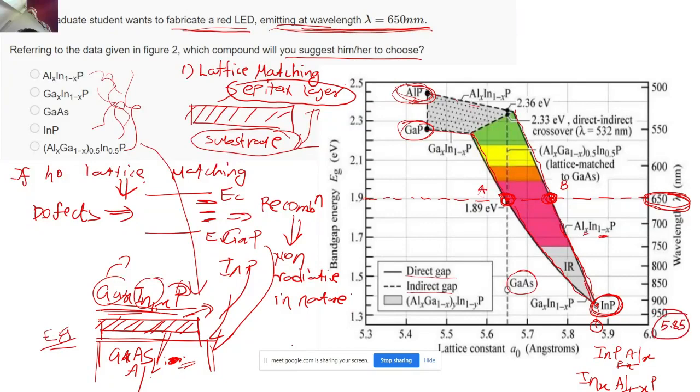Now if I try to go over here, I have to reach the point where I get 650 nanometers of wavelength, because this is what has been asked in the question, right? So I go and I reach this point number B. Now look at the lattice constant over here. Okay, yeah. So now look at the lattice constant over here. Now Bhuvanesh, can you please tell me whether these two lattice constants are the same or a little bit far apart?